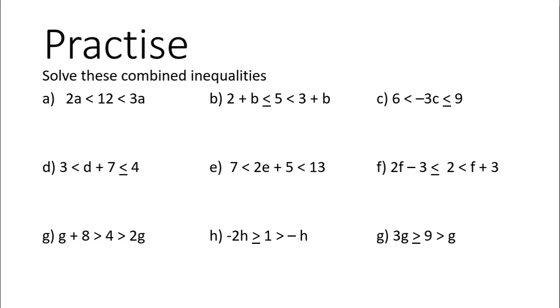Remember how we split these combined inequalities into two separate parts? Solve them as you would normally solve an inequality, and then we recombine them, putting our values from smallest to biggest, our variable in the middle, and be careful with how you put those inequality signs. Go ahead and hit pause, work these out, and hit play when you're ready to see the answers.